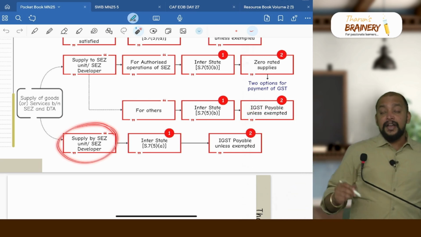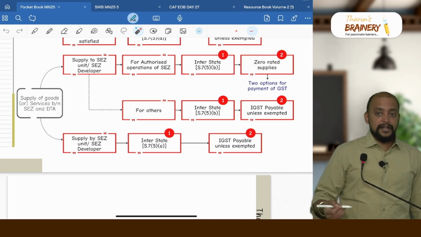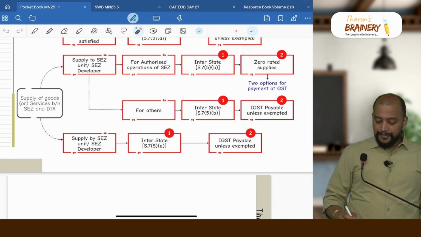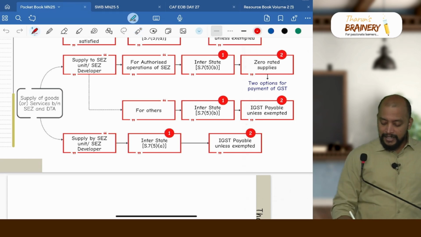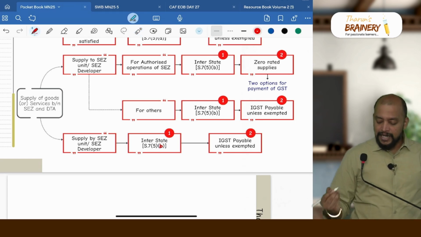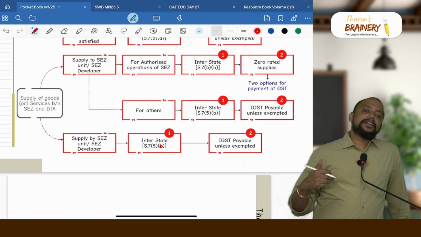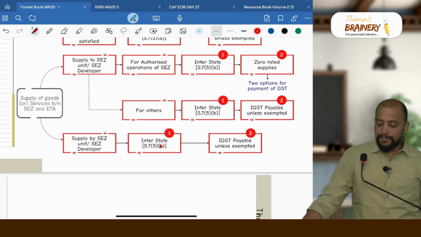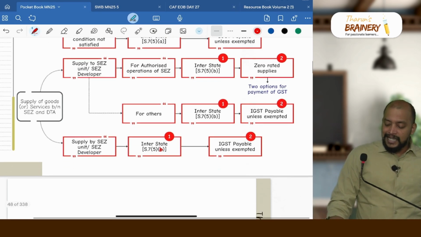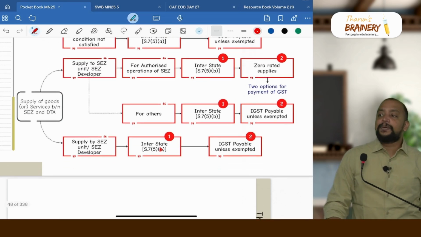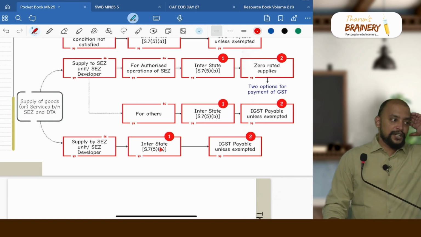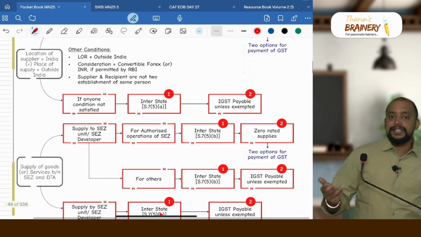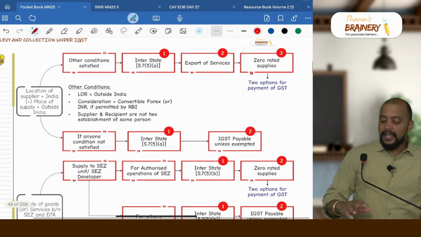Suppose it is supplied by SEZ unit or SEZ developer, it will always be deemed interstate under 75B. Supplied to SEZ or supplied by SEZ, it will always be deemed interstate under 75B. Whether IGST is payable, yes, IGST is payable unless it is exempted. Okay, always we need to pay IGST. So this is the treatment with respect to this: supplied to SEZ, supply by SEZ, and export, etc.